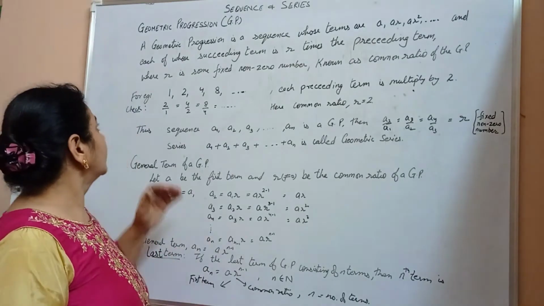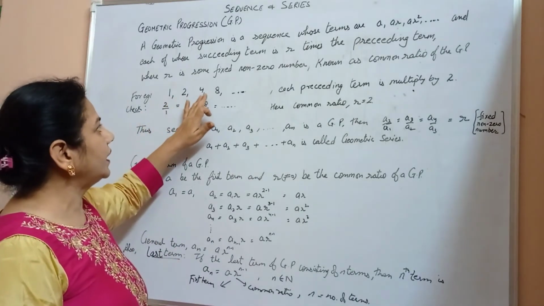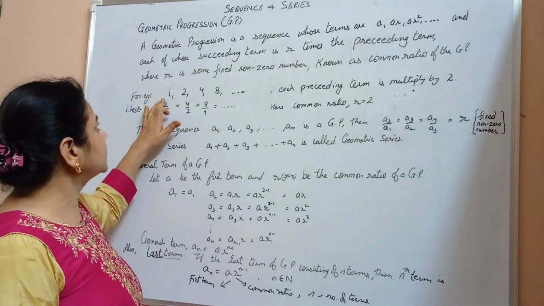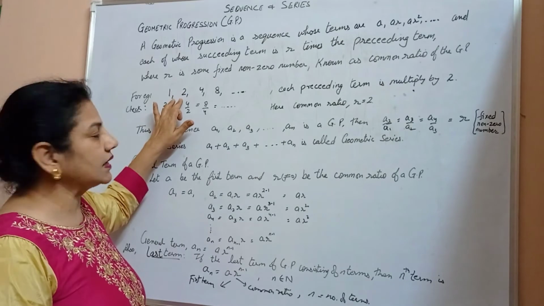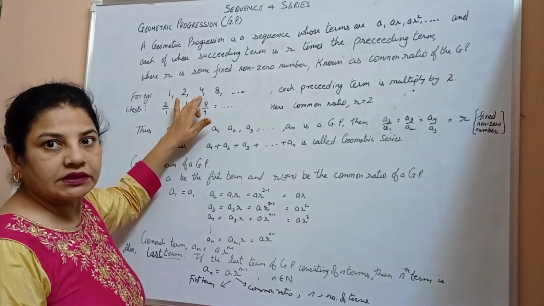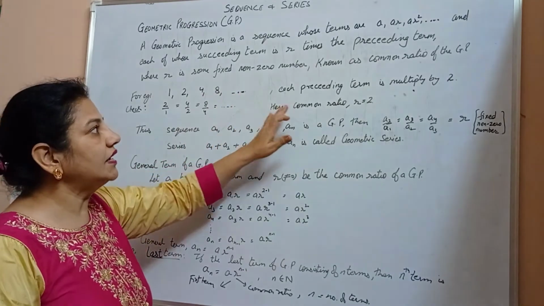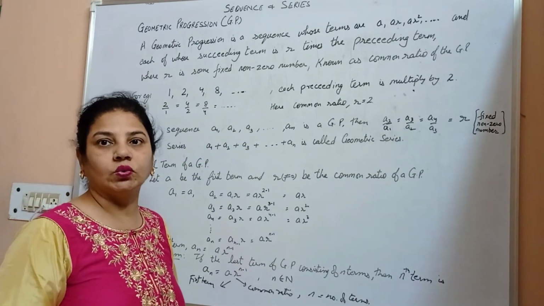For example, 1, 2, 4, 8 and so on, each preceding term is multiplied by 2. The first term multiplied by 2, I will get the second term. The second term multiplied by 2, I will get the third term. The third term multiplied by 2, I will get the fourth term and so on.